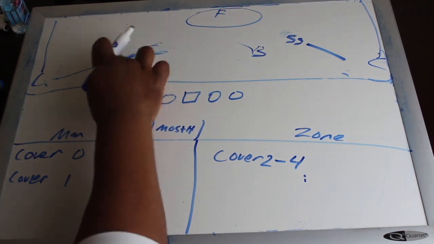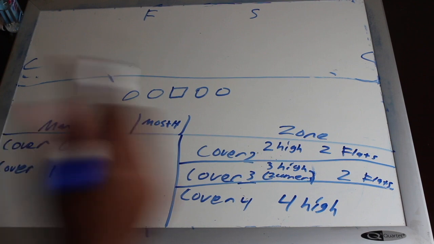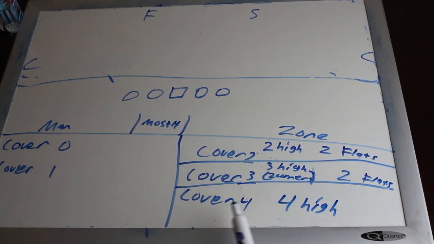I might want to write that down somewhere. Ain't that better? I got this kindergarten to write these notes for you here. Cover two: two high, two guys in the flats. Cover three: three high. Two of those guys are likely to be corners and one free safety. Two guys in the flats.